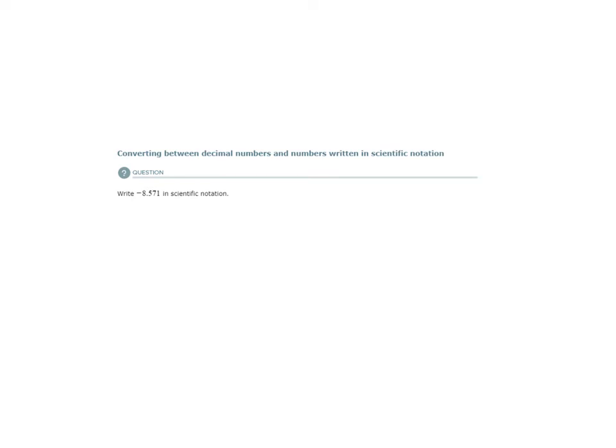Here's example 2 of the same topic. We have negative 8.571, and this time we want to express it in scientific notation. Express this decimal number in scientific notation.